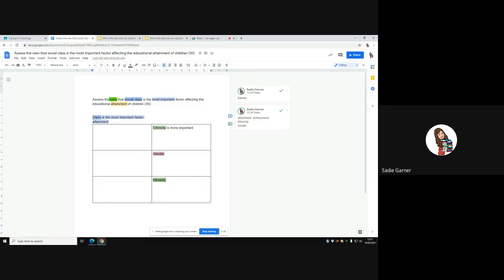So this side is going to be class. My first paragraph will obviously be that class is the most important factor that affects the attainment. And I'm going to do material deprivation.